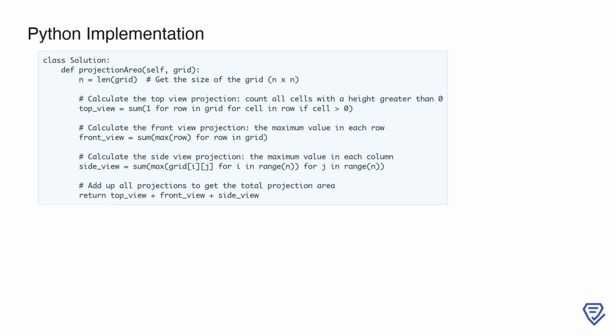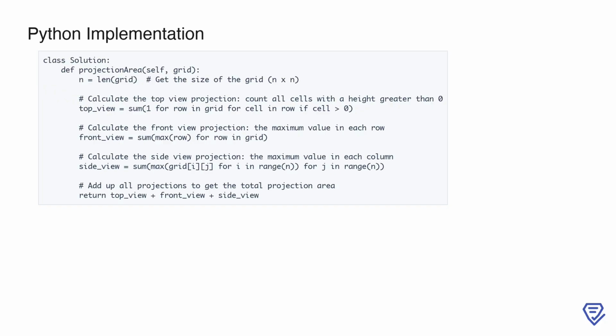This is done using a nested generator expression inside the sum function. 3. Front view calculation. The front view projection is obtained by taking the maximum value in each row, representing the tallest column in that row when viewed from the front. This is computed using another generator expression that iterates over each row and applies the max function.